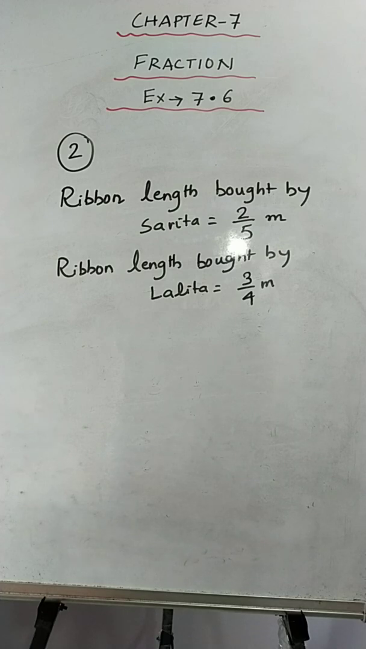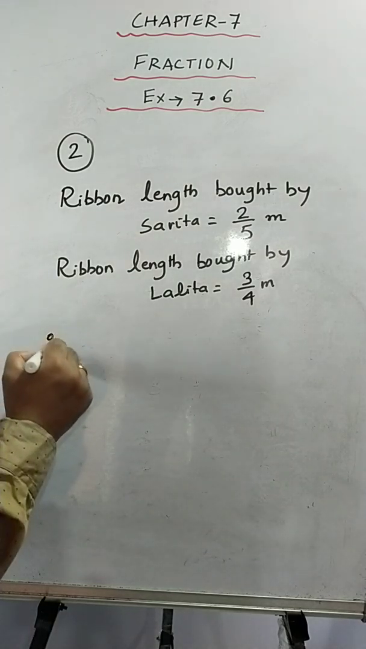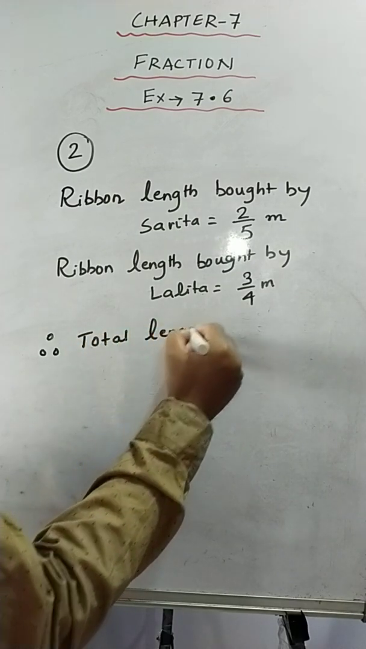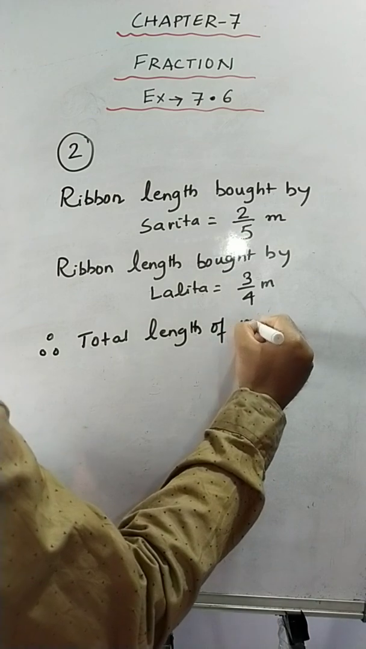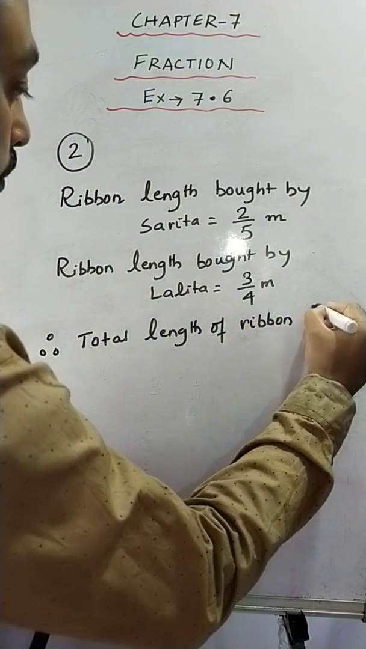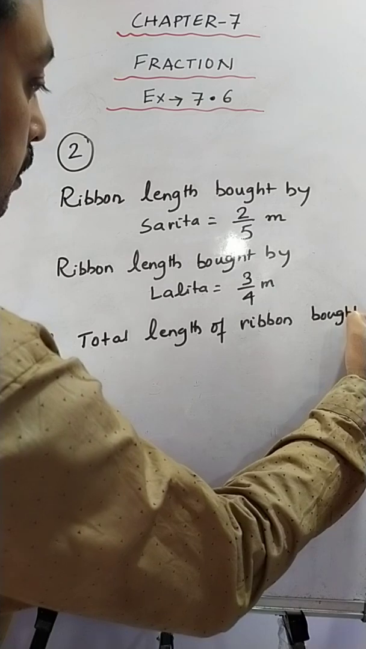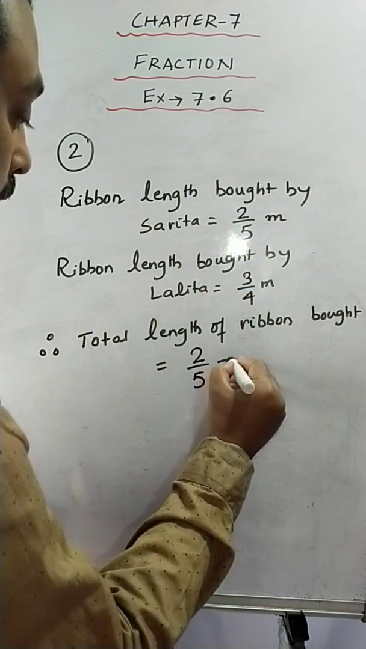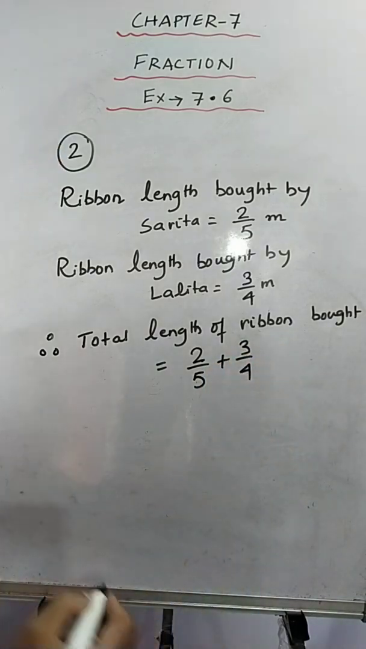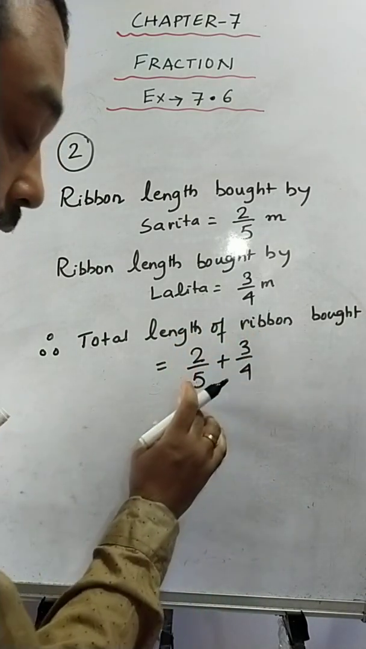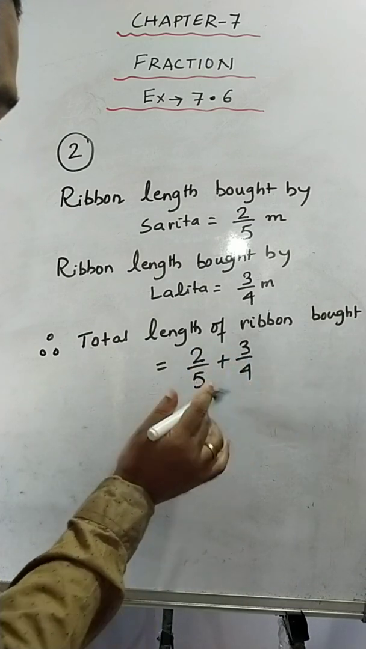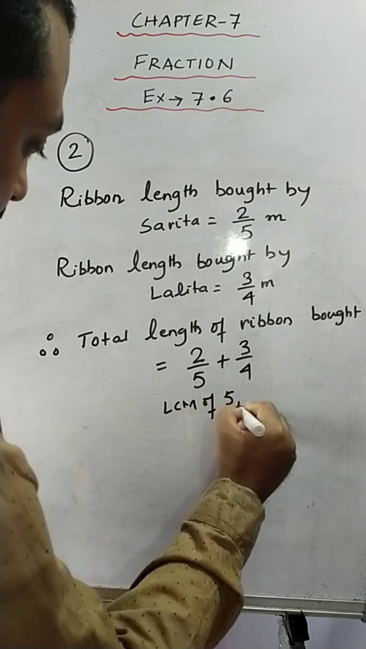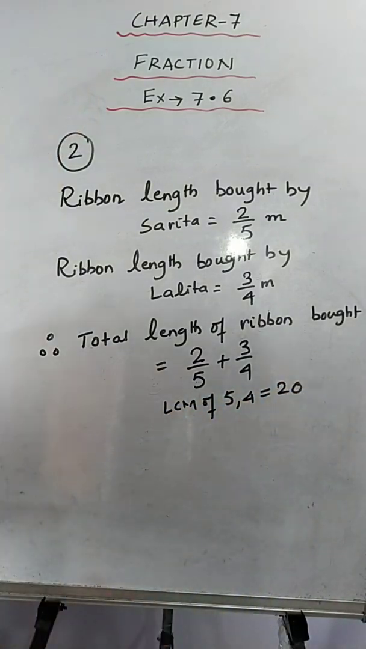So when we talk about total, that means we have to add. Therefore, total length of ribbon bought equals what? We have to add 2 by 5 plus 3 by 4. Okay, so when we add any fractions, what we do first is find the LCM of the denominators. So the LCM of 5 and 4 would be 20.